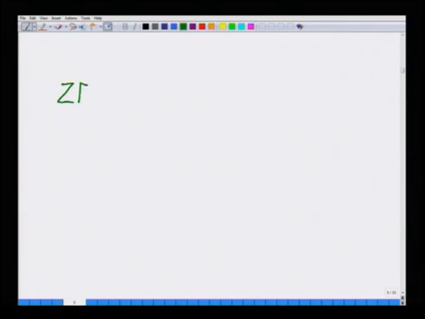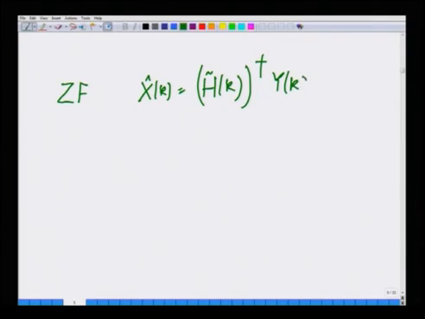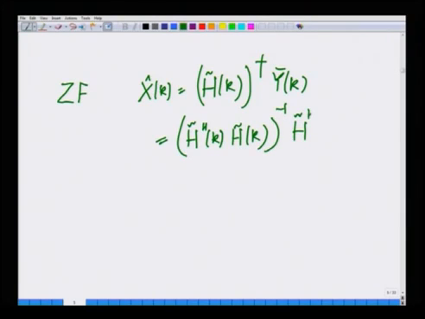If you were to look at zero forcing, x hat k across the kth subcarrier is nothing but h tilde k pseudo inverse times y bar k, and this is nothing but h tilde Hermitian k h tilde k inverse h tilde Hermitian k into y bar of k, where k is the kth subcarrier.